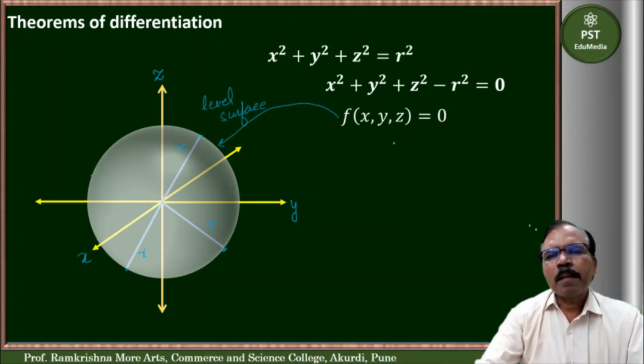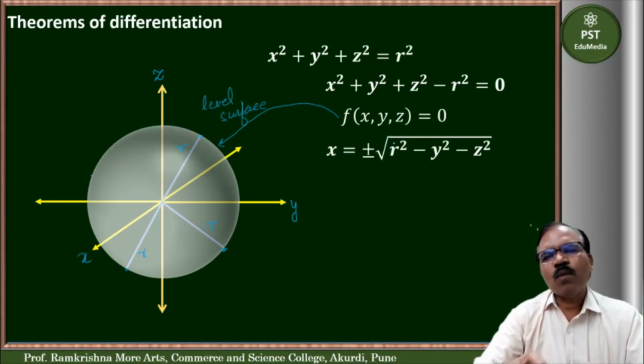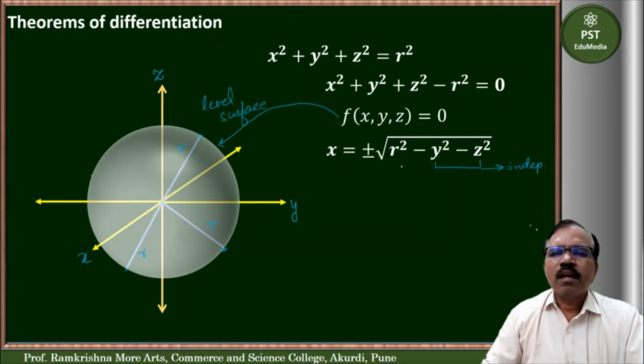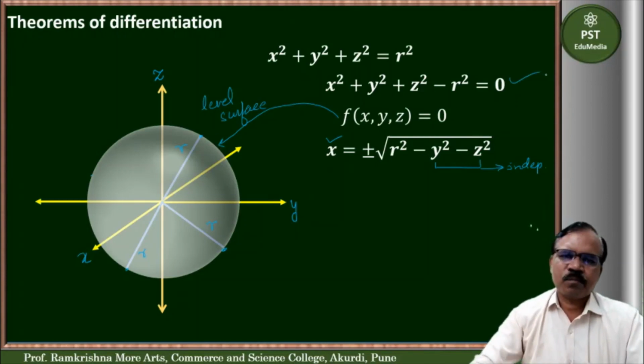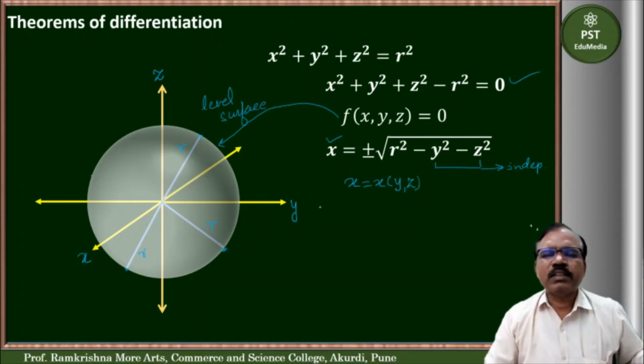Here, out of three variables, I can take two variables as independent variables and the third as a dependent variable. If we know y and z, I have taken y and z as independent variables, and we can determine x. And x is equal to plus or minus root of r square minus y square minus z square for this equation. So we can write x as a function of y and z.